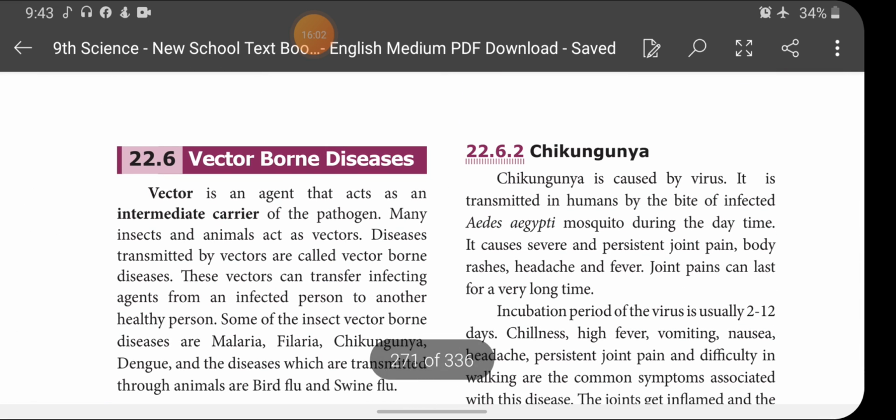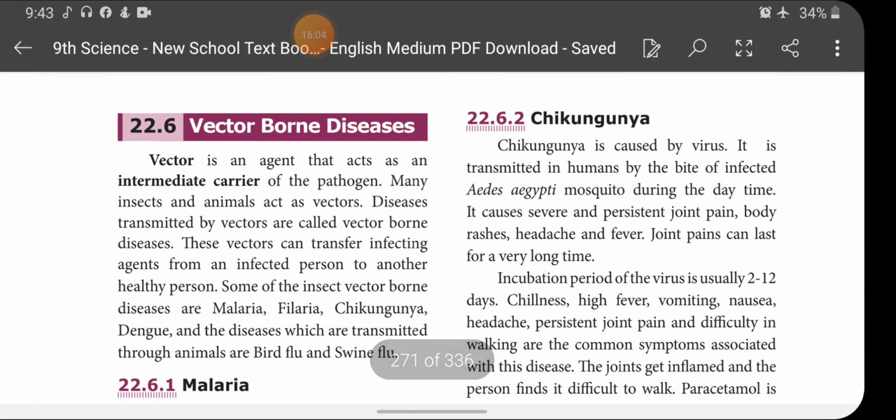Next one is waterborne disease. So far we have discussed airborne disease and waterborne disease. Now we are going to discuss vector-borne disease. A vector is an agent that acts as an intermediate carrier of the pathogen. It is an intermediate carrier.